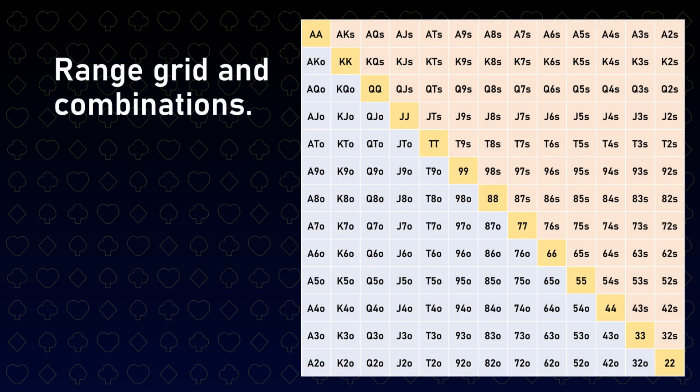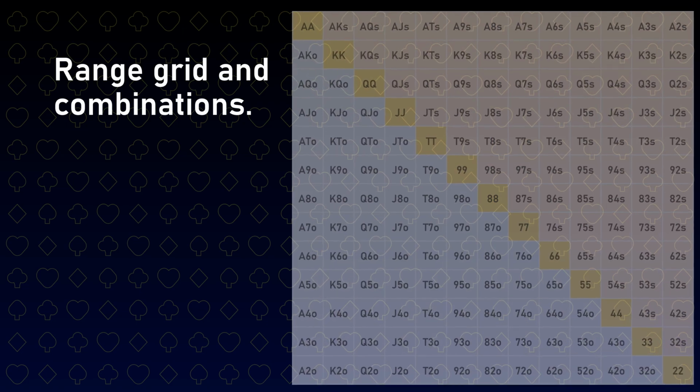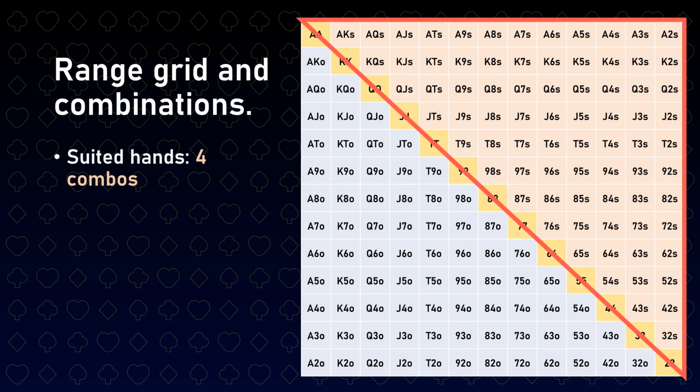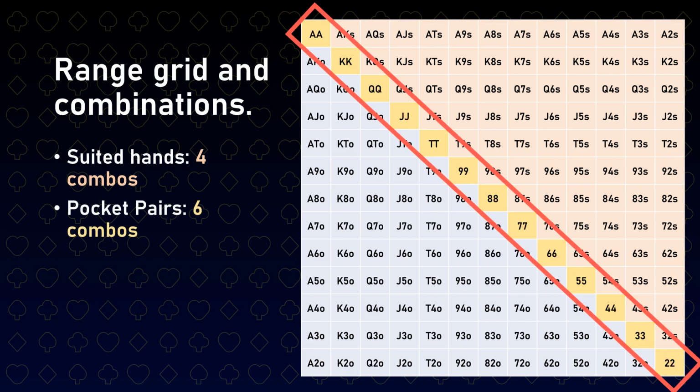We can also visualize the breakdown of combinations on a range chart. All of the suited hands are in the top right portion of the table. Each square in this section of the chart represents 4 unique combinations. Pocket pairs are along the middle diagonal from the top left to the bottom right.